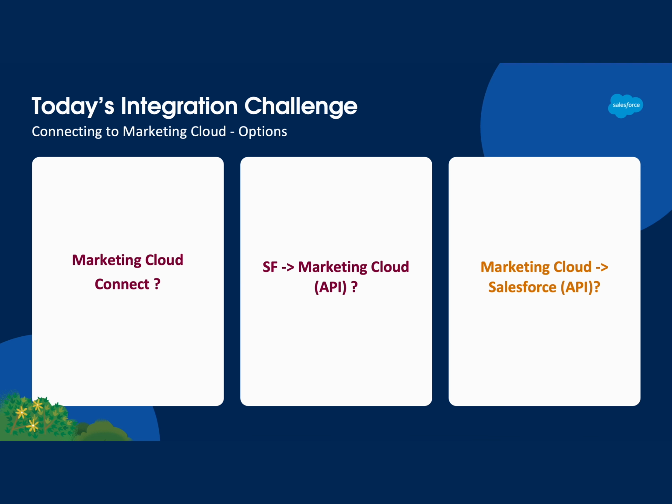Now, thinking on how to connect Sales Cloud with Marketing Cloud, we have many options on the table. All of them are valid. And we will go from the left to the right in terms of the approach. So Marketing Cloud Connect, then Salesforce consuming Marketing Cloud's API, and finally Marketing Cloud itself consuming the Salesforce API. So the opposite way. The first option is a point and click integration with the managed package that is installed on Sales Cloud. The other two require programming. We'll see which is more feasible for today's challenge.